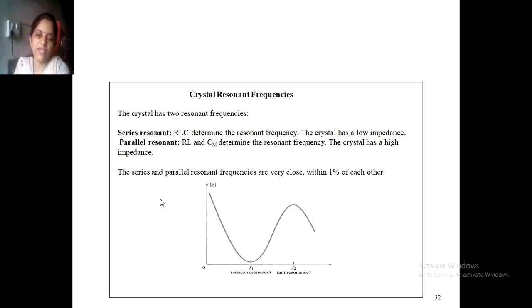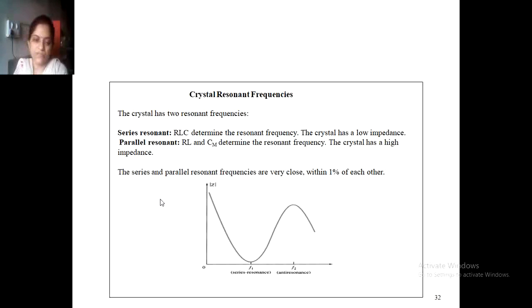The series and parallel resonant frequencies are very close, within 1% of each other.